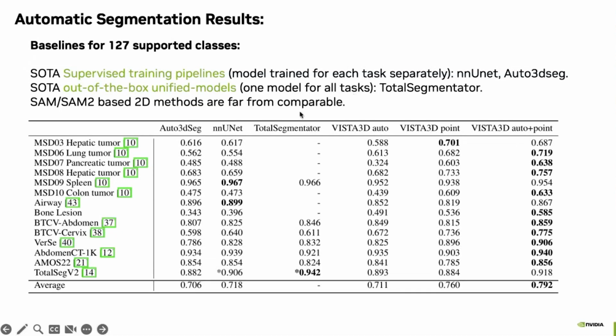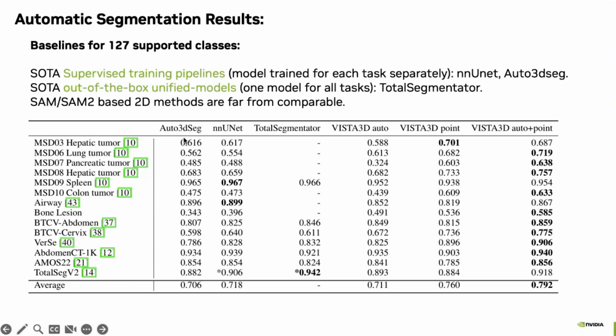Also, SAM and SAM2 based models are very famous and popular, but based on our experiments and benchmarks, those 2D based methods are still far away from the state-of-the-art results in 3D, compared with those 3D backbones. Here we benchmarked on those held out test sets on those data sets. And the Auto3DSeg and the nnU-Net are trained on each data set independently.